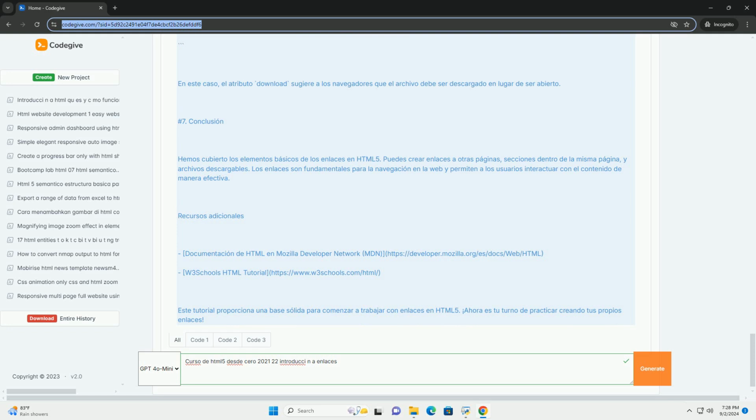develop basic websites and understand the importance of linking in web design. Overall, it serves as a comprehensive introduction to a critical aspect of web development.